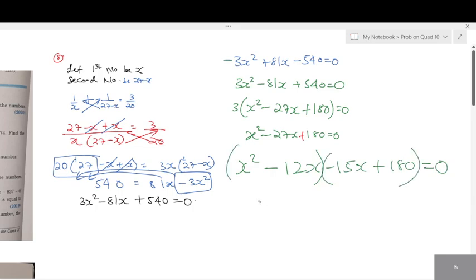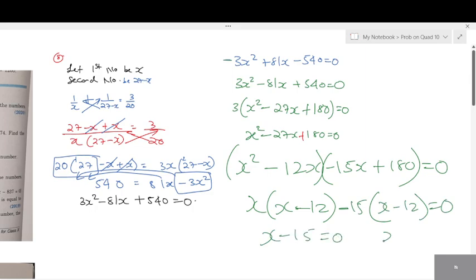Pair it. x minus 12. If this is x minus 12, the other one will definitely be x minus 12. So minus is the first sign here. Minus 15, take 15 common. x minus 12 is equal to 0. x minus 15 is equal to 0. x minus 12 is equal to 0. x is equal to 15. x is equal to 12.